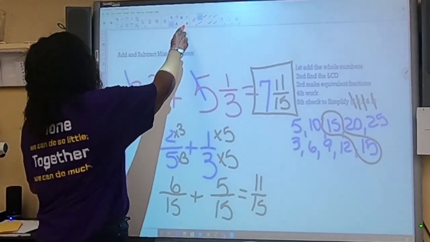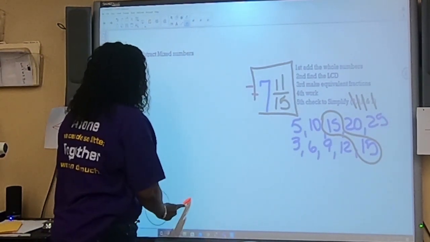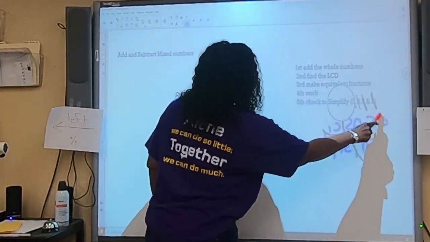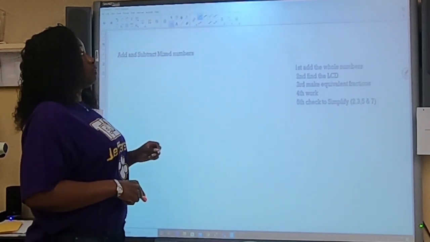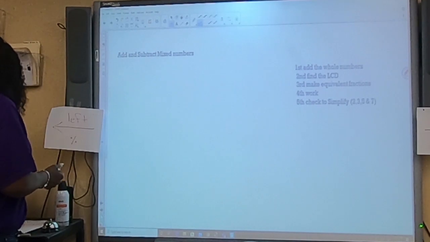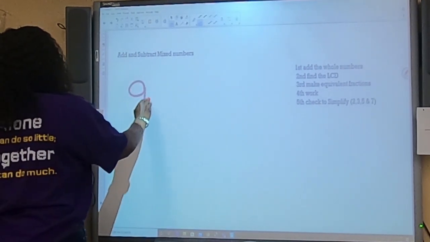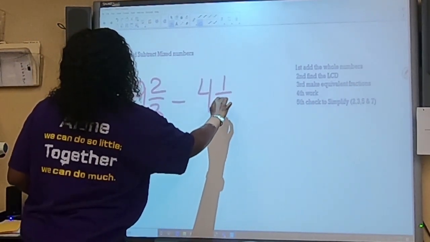Now let's try a subtraction problem. My steps do not change. The only thing that's different is instead of adding my whole number in fractions, I'm going to subtract my whole number in fractions. So let's start with 9 2/3 minus 4 1/2.